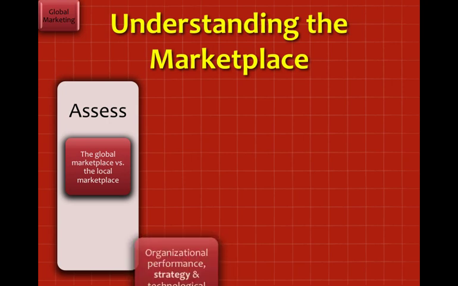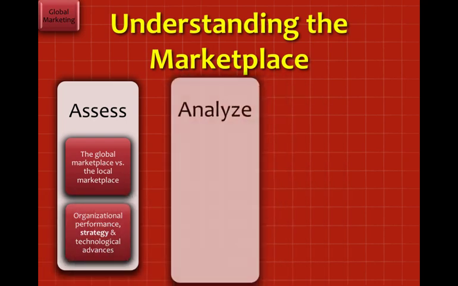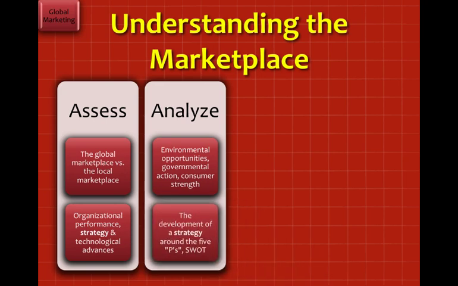And within that, it becomes very important to understand that we've got to get ourselves organizationally geared up to perform well, build a solid strategy, and use the technological advances out there that can help us in the marketplace to be competitive. We also have to analyze what we're doing. And in that analysis, there are environmental opportunities, governmental actions, even a consumer strength that's important for us to make sure we understand as we're pulling together our marketing plan and strategy. This strategy is really centered around the 5 Ps, which we'll talk about, and our SWOT.